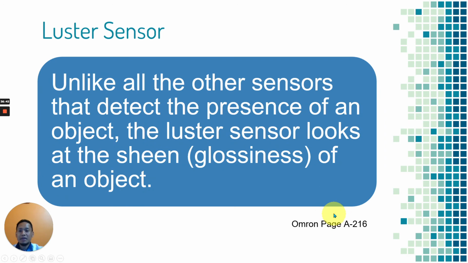Luster sensor. This type of sensor is unlike all the other sensors that detect the presence of an object. The luster sensor looks at the sheen, the glossiness of an object.